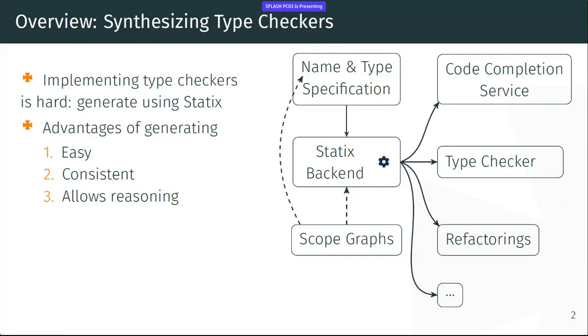And thirdly, because our specification is very high level, we could define a declarative semantics for that that's independent of any of those implemented services, which allows us to reason about our type systems, for example, proving type soundness.